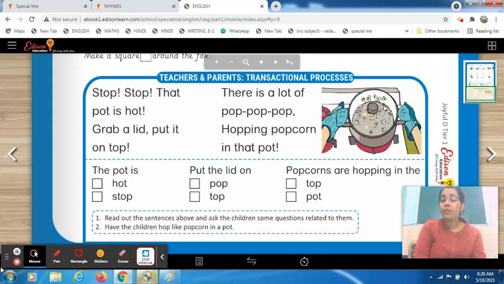Before starting this sentence reading, first of all we will read the information given below. Then we will look around the pictures and observe what is there in this picture, and then we will start reading sentences. So what is written over here for our help? Read out the sentences above and ask the children to sum quotients. So hume kya karna hai students? We all have to read out the sentences. Hume in sentences ko read karna hai.